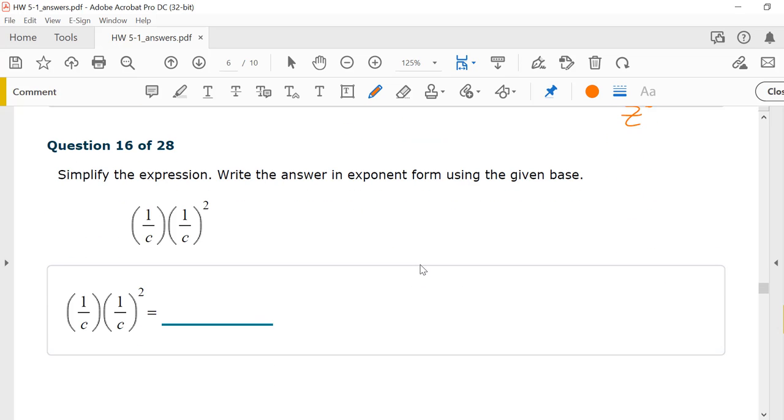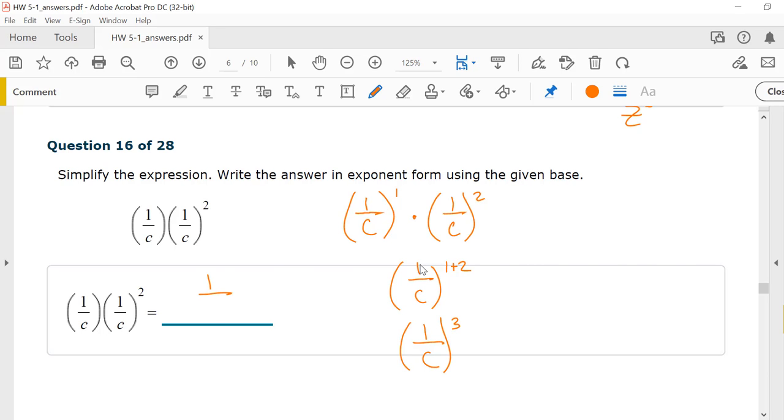Simplify 1 over c times 1 over c squared. Well, 1 over c to the 1 times 1 over c to the 2 is going to be 1 over c to the 1 plus 2, which is 1 over c to the 3. So your answer is 1 over c to the third.